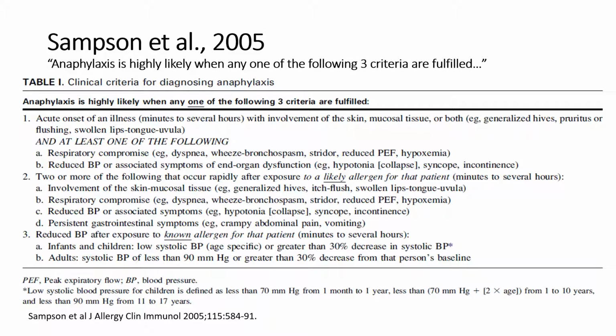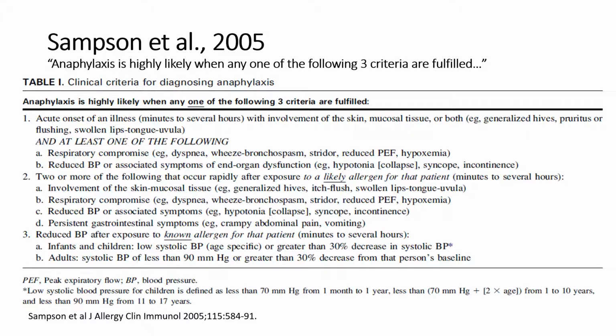The Sampson criteria were published first in 2005. There is a follow-up paper, 2006. The criteria remain basically the same, and these are extremely useful. From the paper, it quotes, "Anaphylaxis is highly likely when any one of the following 3 criteria are fulfilled." And the key importance of this is, remember that anaphylactic reactions are life-threatening.